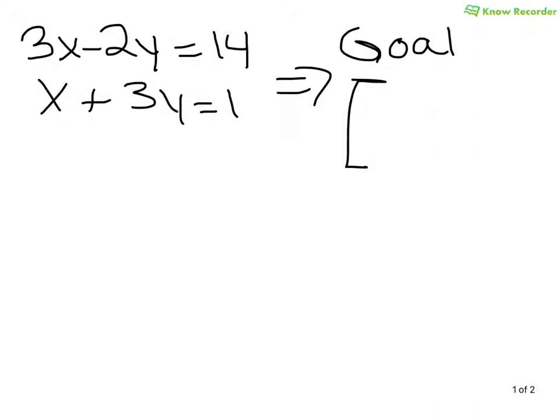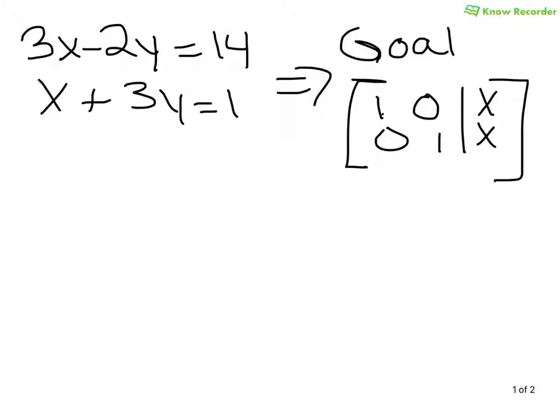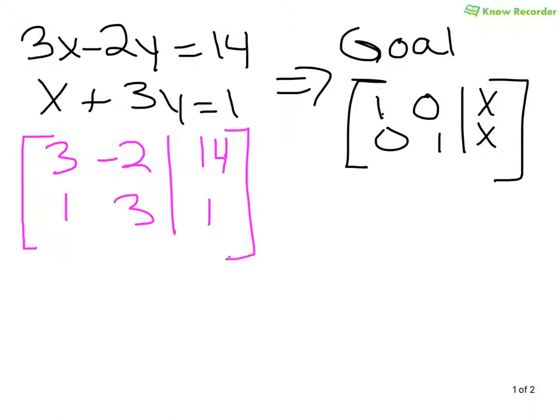Sorry. 1, 0, 0, 1. You'll have two numbers of some sort over there. And to do that, we're going to have to first put our two equations into an actual augmented matrix. So we will put them into an augmented matrix and it'll look like this.